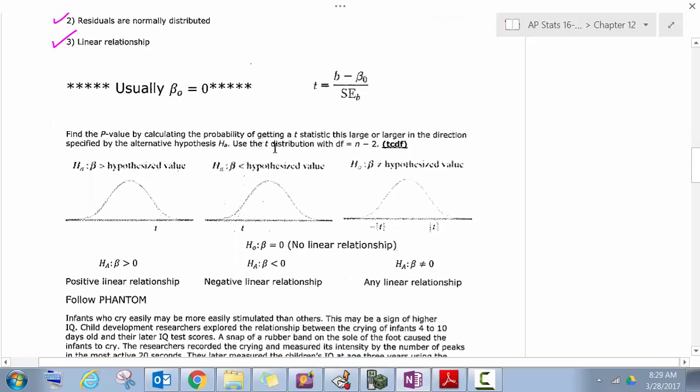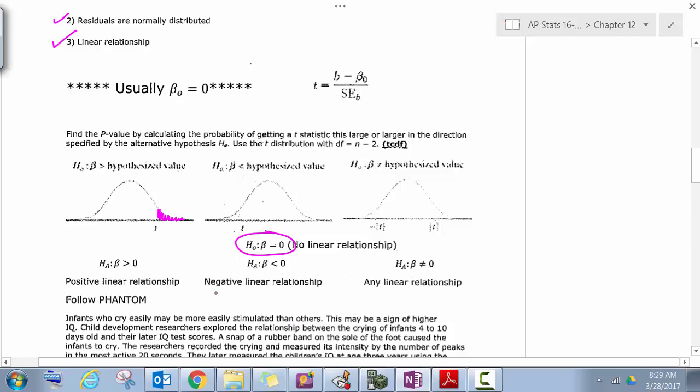Find the p-value by calculating the probability of getting a test statistic this large or larger in the direction. So use the t-distribution with degrees of freedom n minus 2. We use tcdf. Again, we're not going to really have to use this. So we have 3 different ways it can be. Our null is that beta equals 0, or that there's no linear relationship. The slope is 0, there's no relationship.